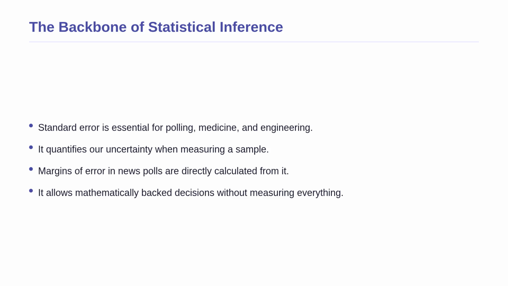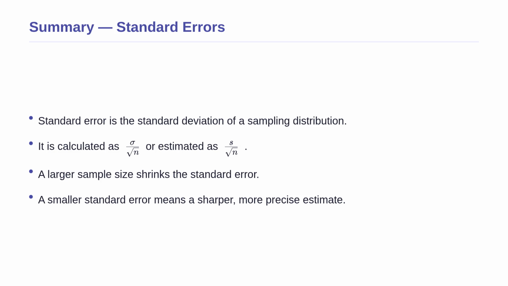Now that we have calculated it, why does this matter so much? The concept of standard error is the absolute backbone of all modern statistical inference. Without it, we would have a sample average, but absolutely no idea if we could trust it. When you see a political poll with a margin of error of plus or minus 3%, that margin is directly calculated from the standard error. It allows doctors to know if a new medicine actually works or if the results were just a lucky random sample. Let us wrap up what we have learned today.